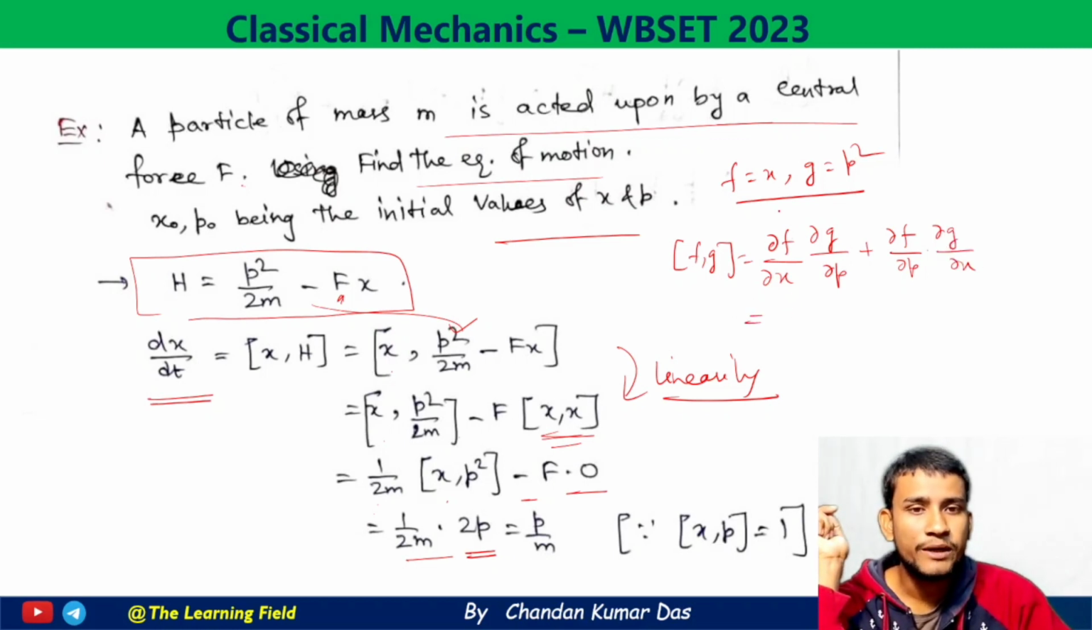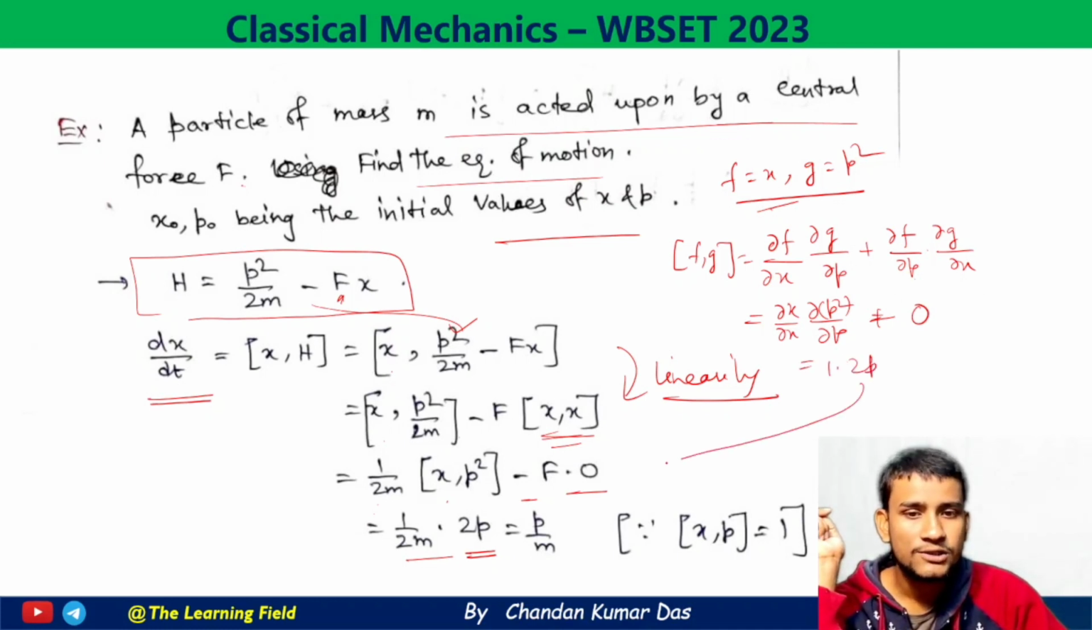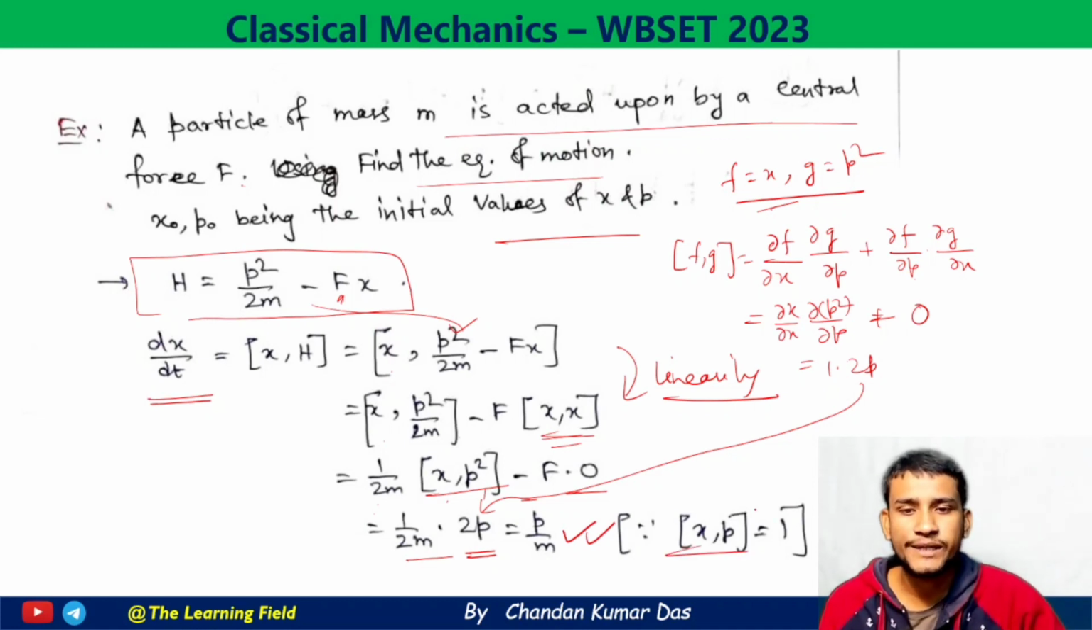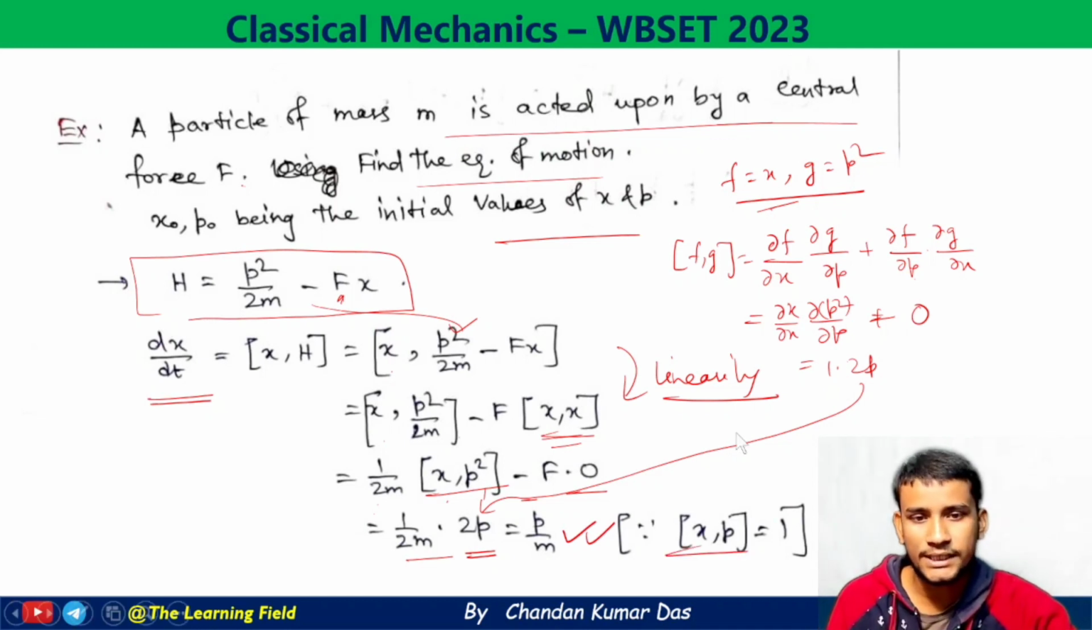So del f equal to x, we just put del x, this is equal to 1, and del p square by del p, which is equal to 2p, plus del f del p, this is equal to 0. So this means 1 into del p of p square means 2p, okay, this 2p comes here from the above bracket. So this is equal to p by 2m, okay, since [x, p] equal to 1.